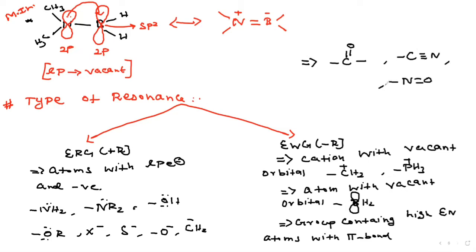These are examples for what? The electron withdrawing group. This is an electron withdrawing group. It's a minus R effect. Okay, this is very important. You put a star on this one. The group containing high electronegativity atoms with pi bonds. Now I'm going to give the order: which gives more plus R effect, which gives more minus R effect. Please note the plus R effect order.